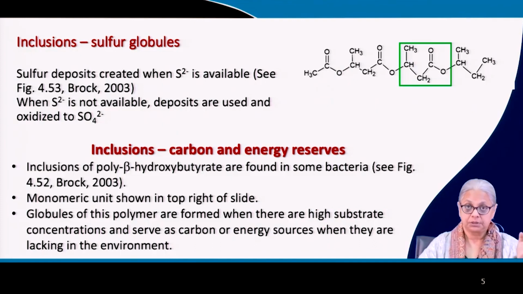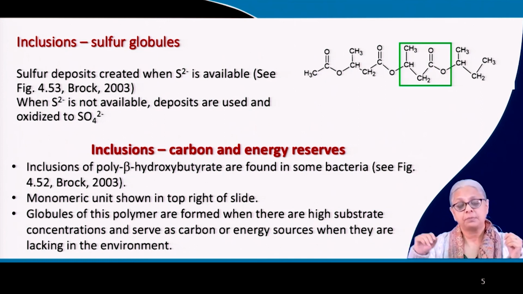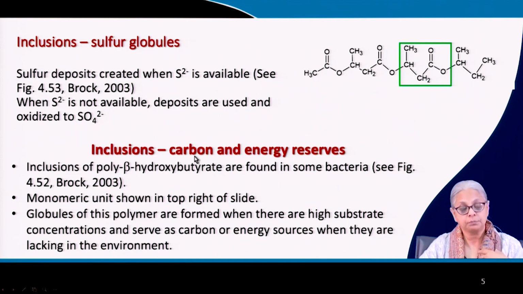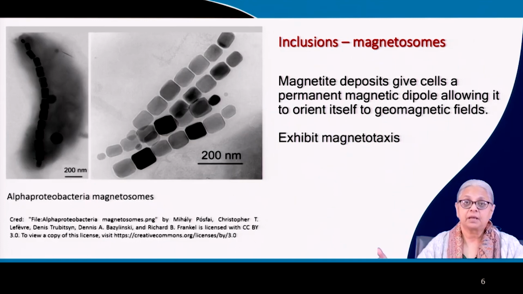Globules of this polymer are formed when the substrate concentration in the environment is high, and this will help the bacteria to survive famine, famine in the sense of nutrient availability. When there are insufficient nutrients in the environment of the particular bacterial cell, it can utilize these storage granules for both mass as well as energy. So these are survival mechanisms that have been developed by bacteria to survive when the environmental conditions are hostile.